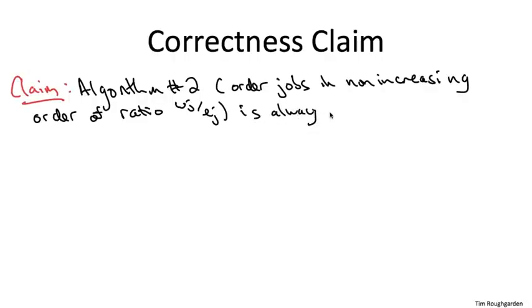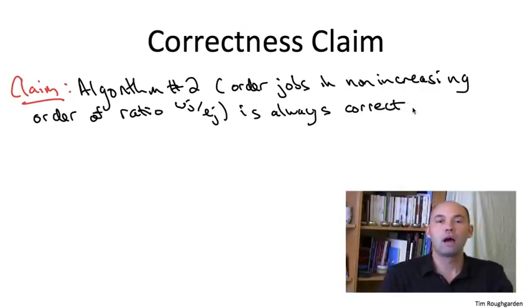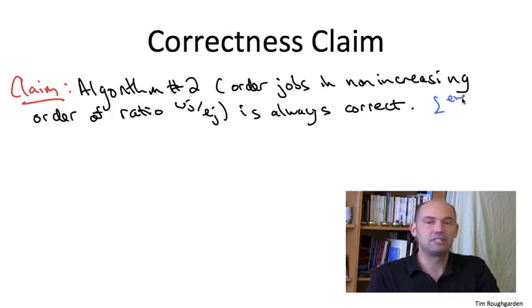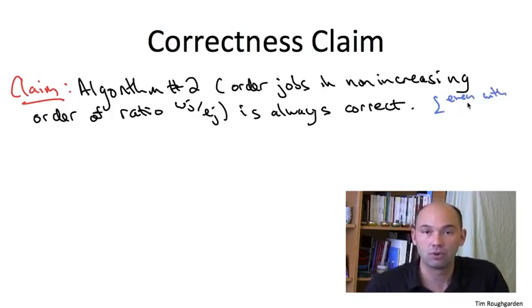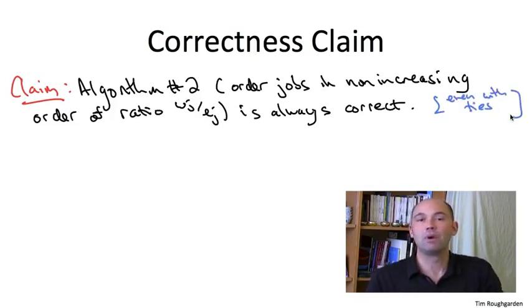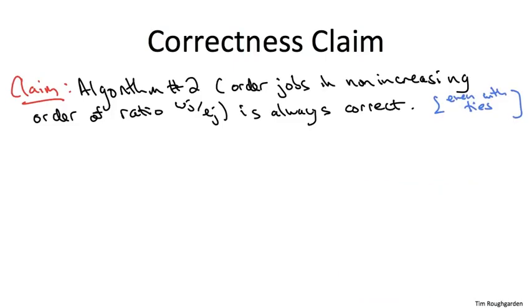So let's be formal about our new, more general correctness proof. We're again talking about the greedy algorithm, which orders jobs by the ratio of weight to length. We're no longer assuming these are distinct, so we can't really say decreasing order. We'll say non-increasing order, and ties can be broken any way you want. We'll prove the algorithm's correct no matter how the ties are resolved.